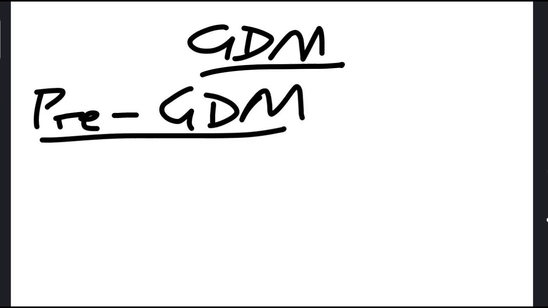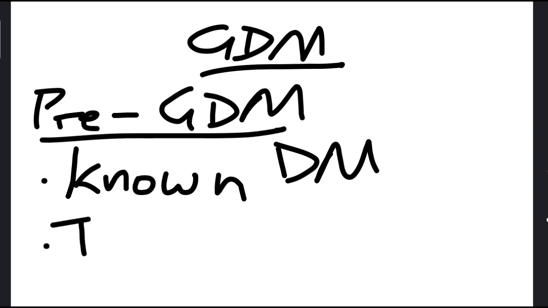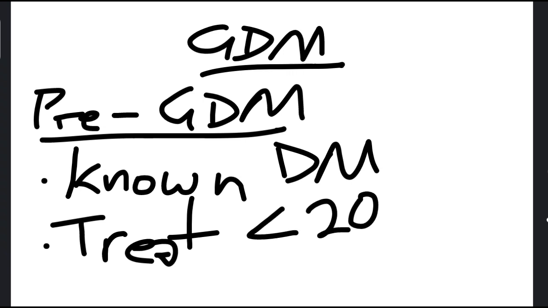Moving on to gestational diabetes. There's something before we even get there that's known as pre-gestational diabetes. For this pre-gestational diabetes, first things first, it happens in an already known diabetic patient or woman in this case, and usually the treatment will begin even when the pregnancy is less than 20 weeks. So the woman can be at 12 weeks antenatal visit and she's already on hypoglycemic medication.